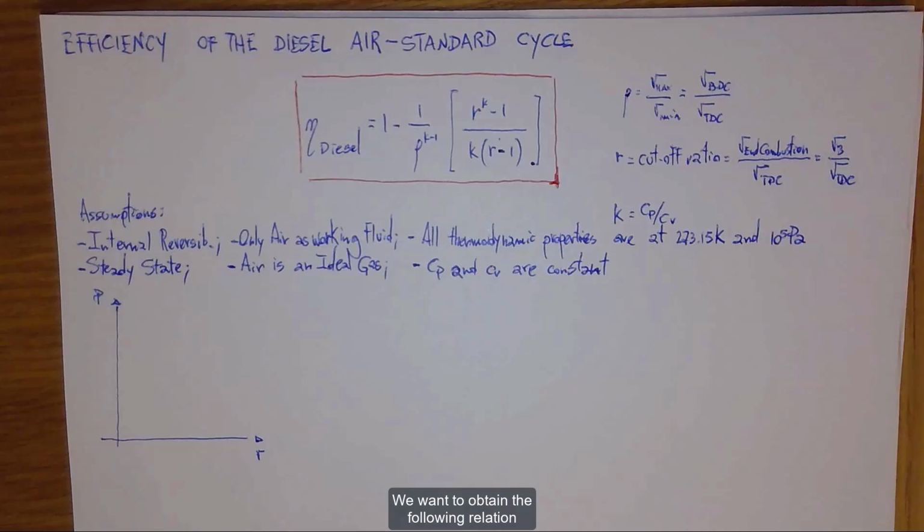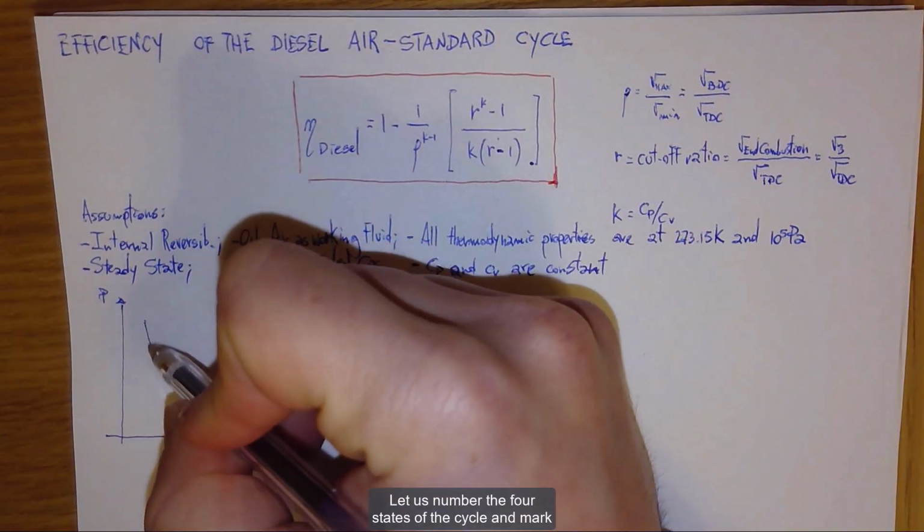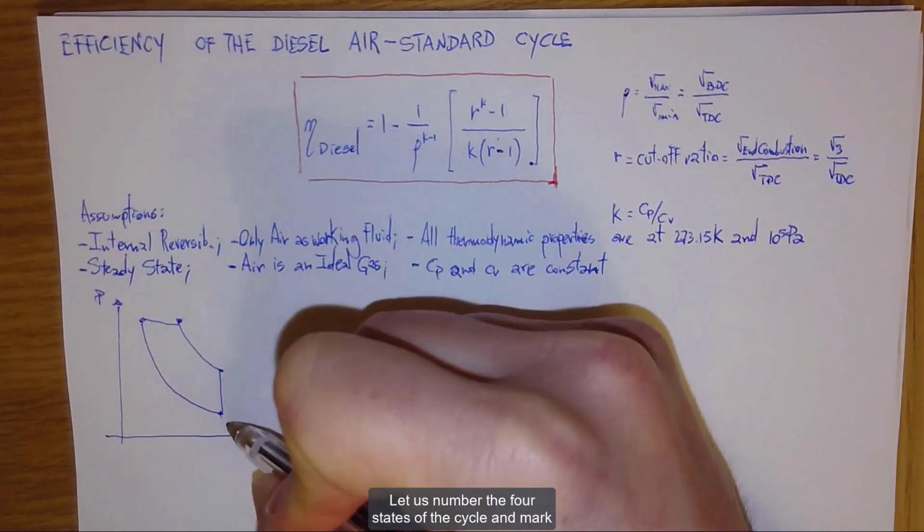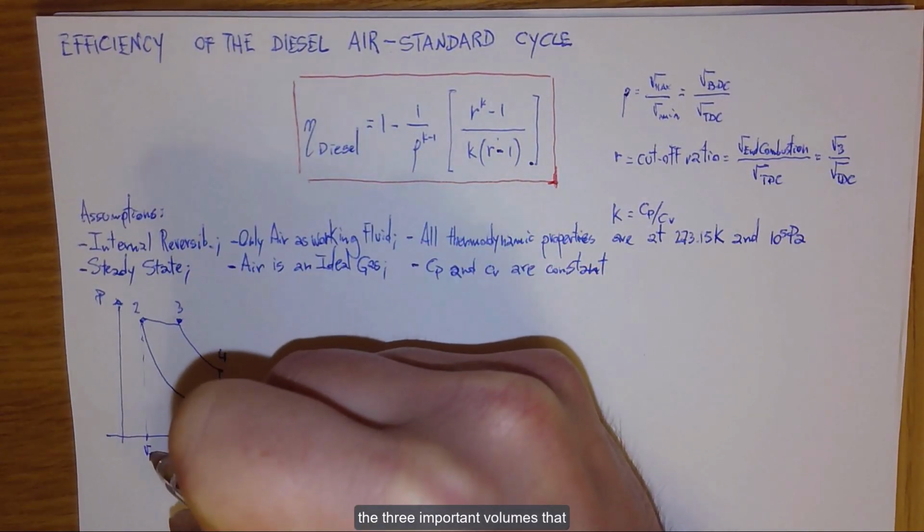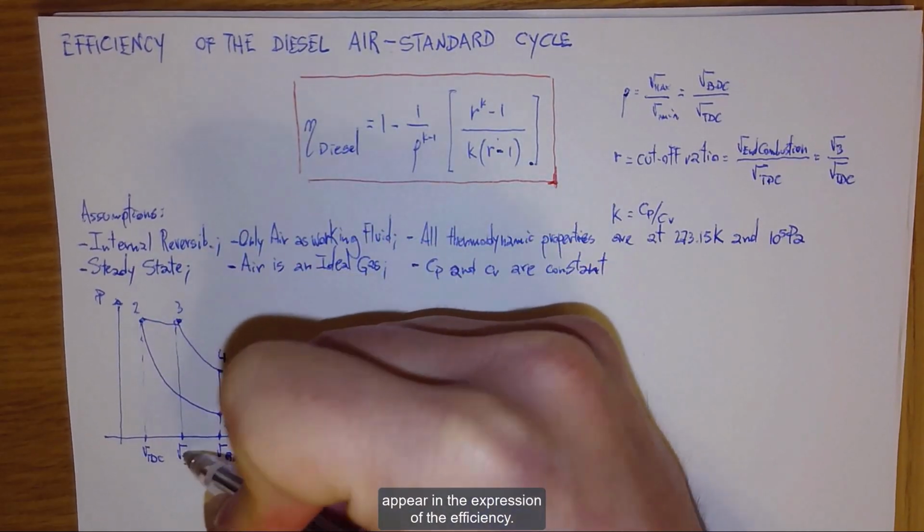We want to obtain the following relation where ρ is the compression ratio, the ratio between maximum and minimum volume, R is the cutoff ratio, the ratio between the volume at the end of combustion and the minimum volume, K is the ratio between Cp and Cv. We use the Air-Standard assumptions identically to the Otto cycle. The diesel cycle is composed by two adiabatics, one isobar and one isochore. Let us number the 4 states of the cycle and mark the 3 important volumes that appear in the expression of the efficiency.